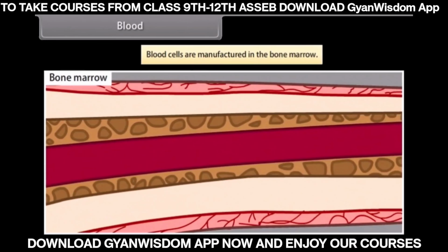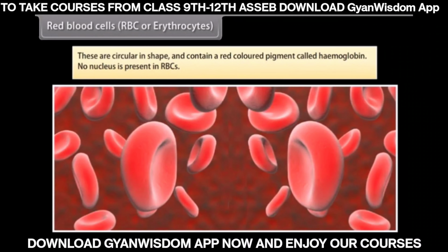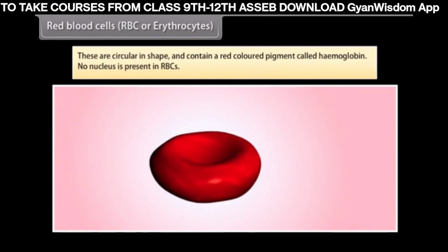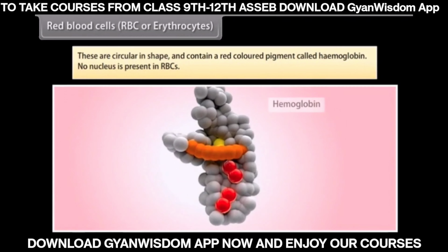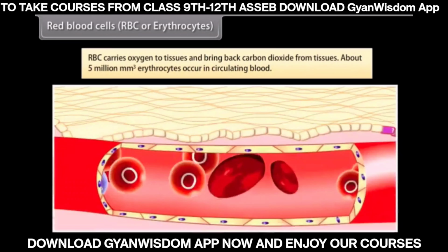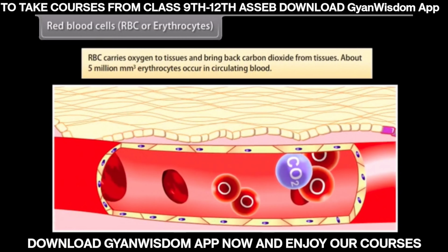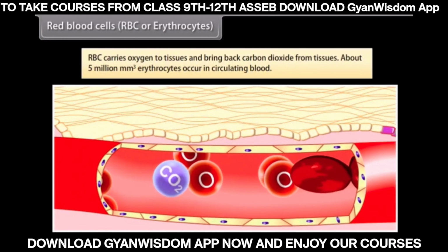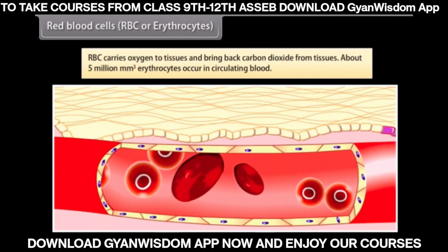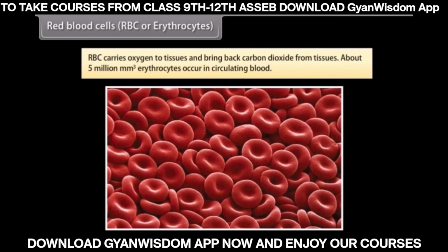Red blood cells, RBC or erythrocytes. These are circular in shape and contain a red-colored pigment called hemoglobin. No nucleus is present in RBCs. RBC carries oxygen to tissues and brings back carbon dioxide from tissues. About 5 million per mm³ erythrocytes occur in circulating blood.